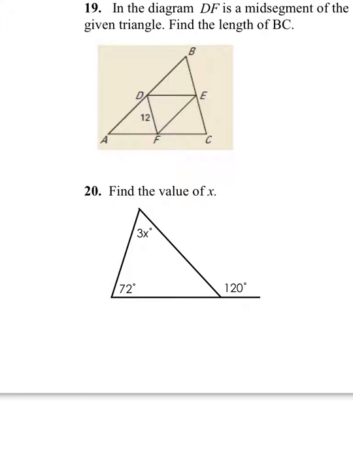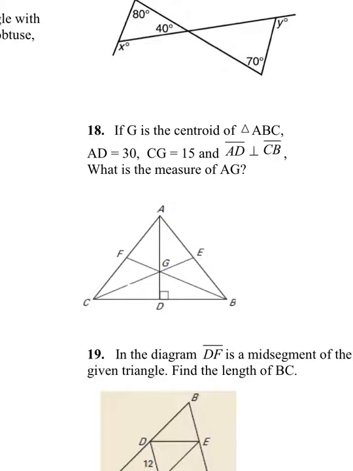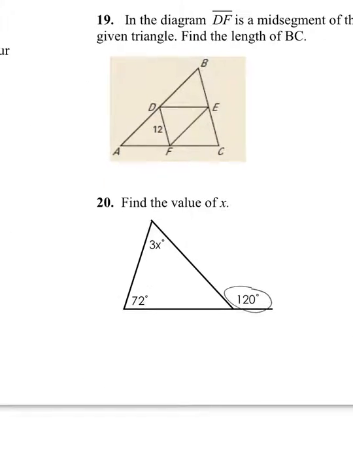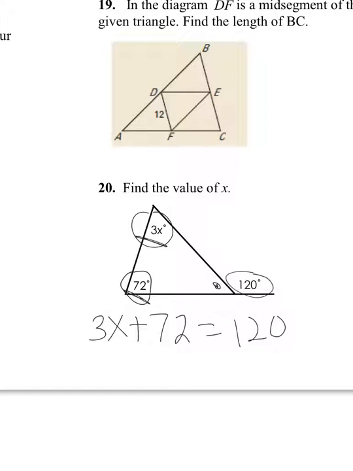And last one on this page, number 20, deals again with that exterior angle theorem that we saw way up here in problem 17 a couple times. So again, remember, the exterior angle is equal to the sum of the two remote interior angles. This is the angle it's adjacent to. These are the remote interior. So 3x plus 72 equals 120.